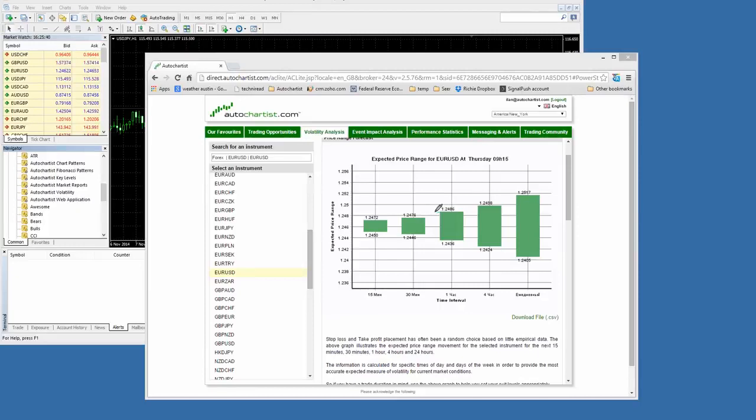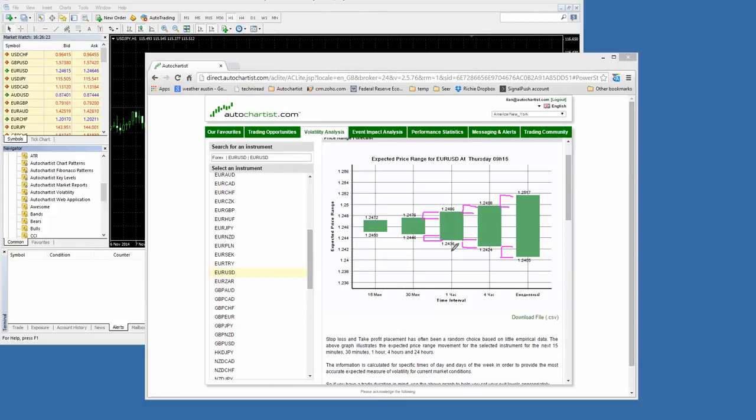So let's just say we want to take a position on euro dollar right now, and you want to hold your position somewhere between 30 minutes and an hour, then this little purple range that I'm drawing for you now is where you should be setting your stop loss and take profit. If you want to hold it for between 30 minutes and an hour. If you want to hold your position between an hour and 4 hours, then this little range that I'm drawing for you now is where you should be setting your stop losses and take profits. If you want to hold it for more than 4 hours and less than 24 hours, then that is the range within which you should be setting your stop loss and take profit.